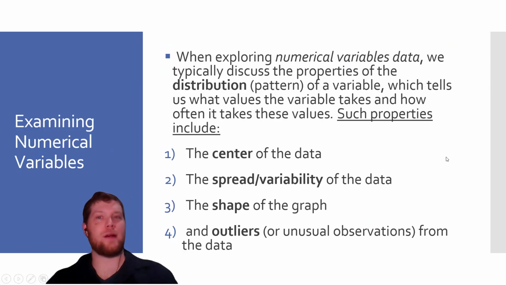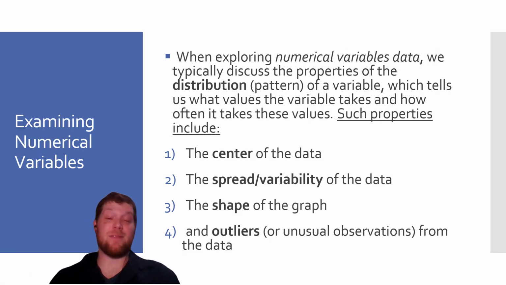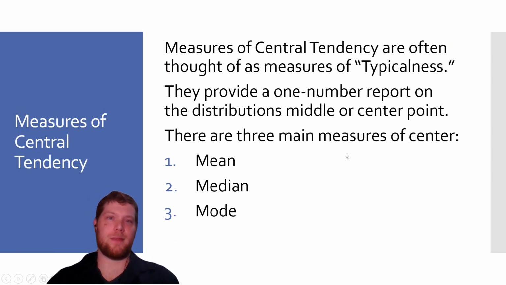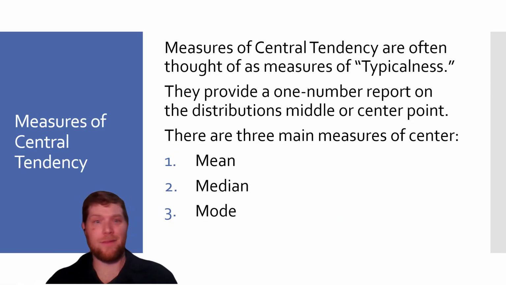Now, in exploring these numerical variables, we want to discuss the properties of the distribution or pattern of a variable, which tells us what values a variable takes and how often it takes these certain values. Such properties are the center of the data, the spread and variability of the data, the shape of the graph, and outliers or unusual observations in our data itself. So measures of central tendency, this is the average thing I was talking about, are really a measure of typicalness. They help provide a one-number report on the distribution's middle or center of the points.